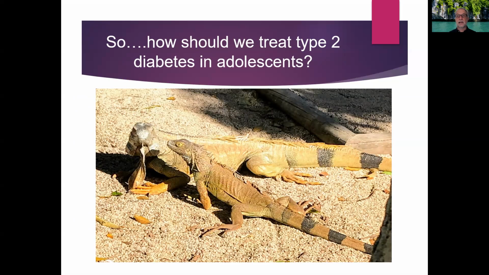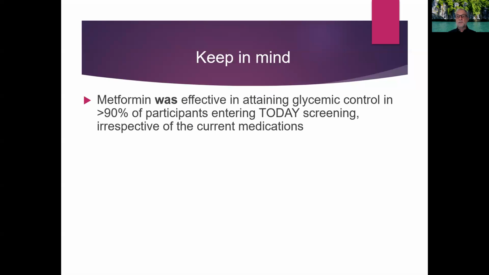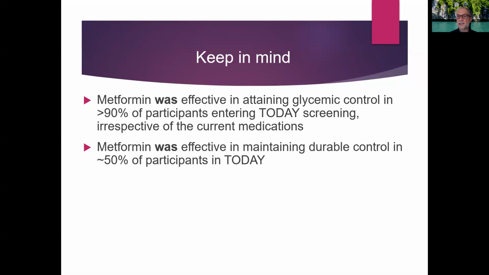So how should we treat type 2 diabetes in adolescents? Well, keep in mind that metformin was effective in attaining glycemic control in 90% of participants entering TODAY's screening, irrespective of what they were on when they entered the TODAY study. So they could be taken off insulin quite easily over a period of a few weeks with maintenance of good glycemic control, and actually had a mean A1C of 6% when they entered TODAY. In addition, metformin was effective in maintaining durable control in about 50% of the participants in TODAY.